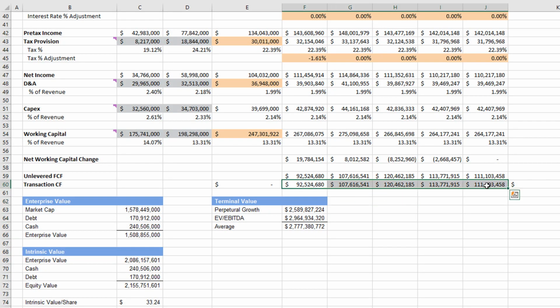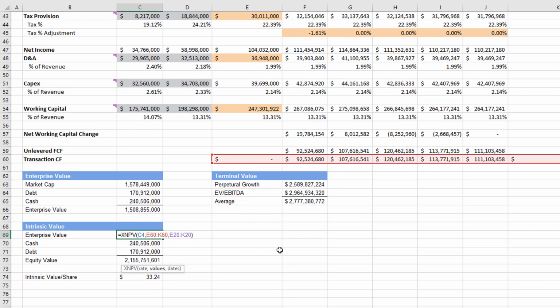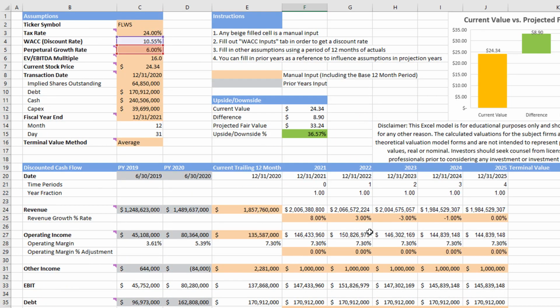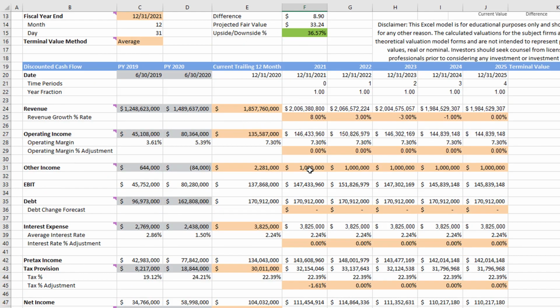This is your free cash flow that you're projecting. And then in order to discount that back, we have this formula equals XNPV. So it's calculating the net present value of cash flows over a certain period of time. And in this situation, it's looking at the terminal value as well. For terminal value, I have the perpetual growth rate projection, which takes that last year free cash flow and factors in a 6% growth rate at that discount rate from there on out.